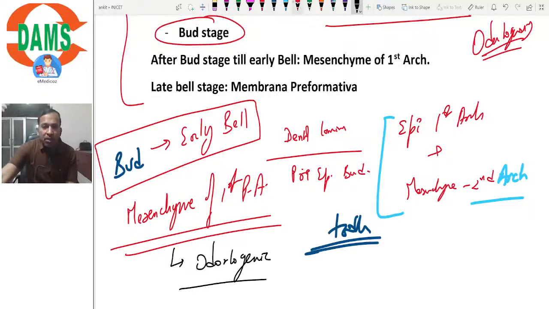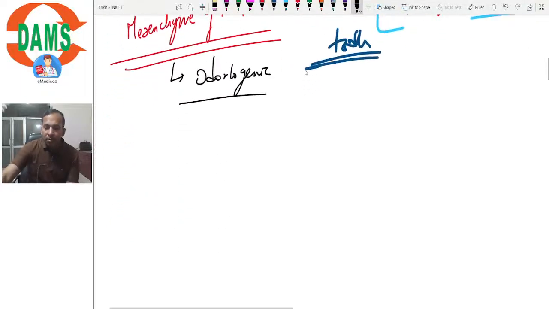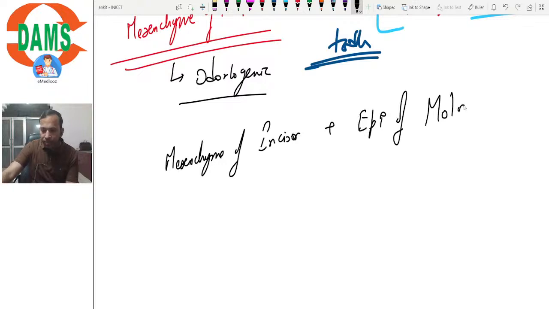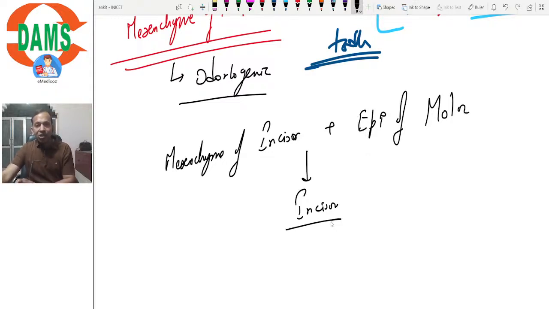right? So what it means is that, let's say you have taken the mesenchyme of an incisor and you fuse it with the epithelium of a molar, then what will be formed? Which tooth will form, incisor or molar? Since the mesenchyme has the odontogenic potential between bud to early bell stage, incisor will form, right?